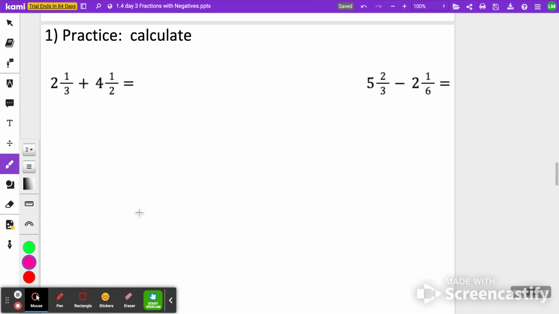Here, we're going to practice calculating some mixed numbers. So again, these are adding and subtracting. So remember, we need to find a common denominator. Let's take time now to pause the video, try number 1, and when you're done, get back to me.